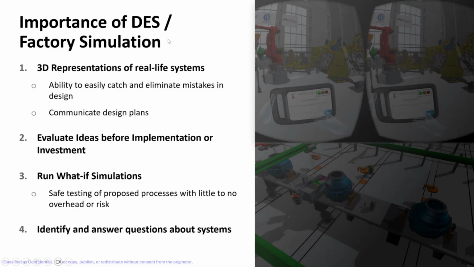You can evaluate whatever ideas you have before implementing. You can run what-if simulations. For example, like the earlier example, we are comparing using an operator, a person, versus a robot arm. What are the benefits? How long does it take for both to complete the same task?